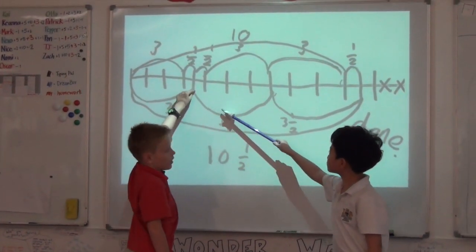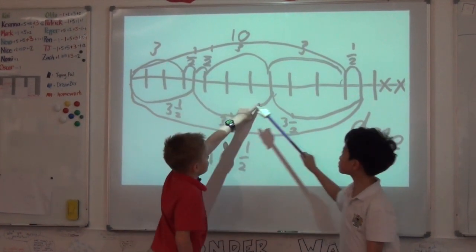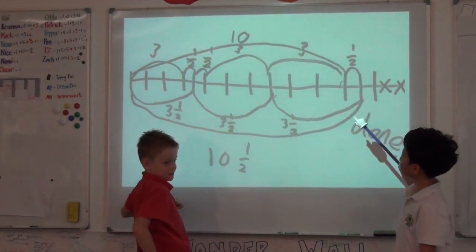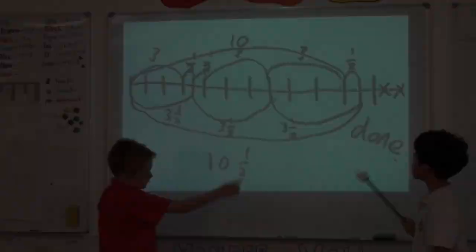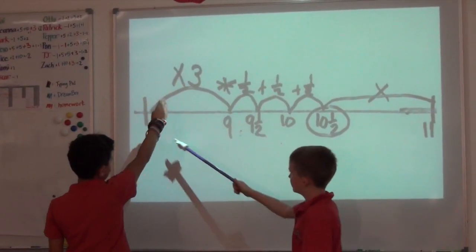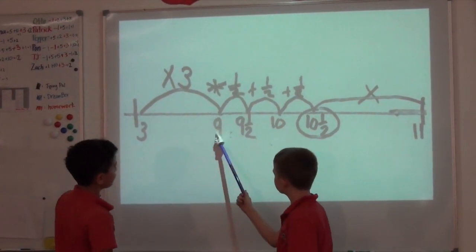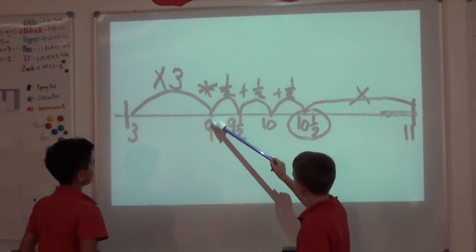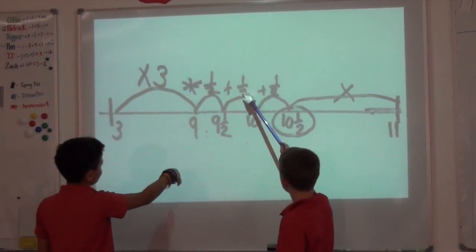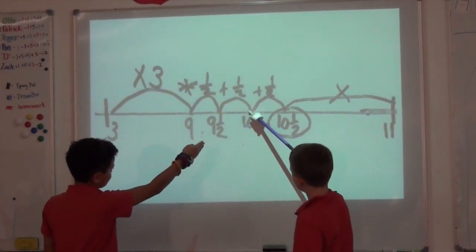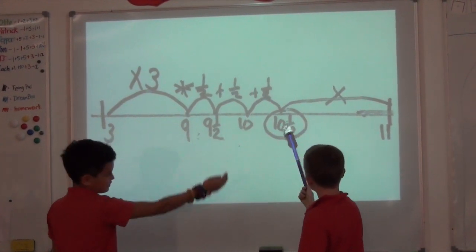Here's the 3 1/2, the number 3 1/2, and the number 3 1/2. And then the whole of it is 10 1/2. So first we did 3 times 3 equals 9. And then we had 3 halves left. So we did 3 times the half. So 1 half, 2 halves, until we get to 10. Then 1 more half to make 10 1/2.